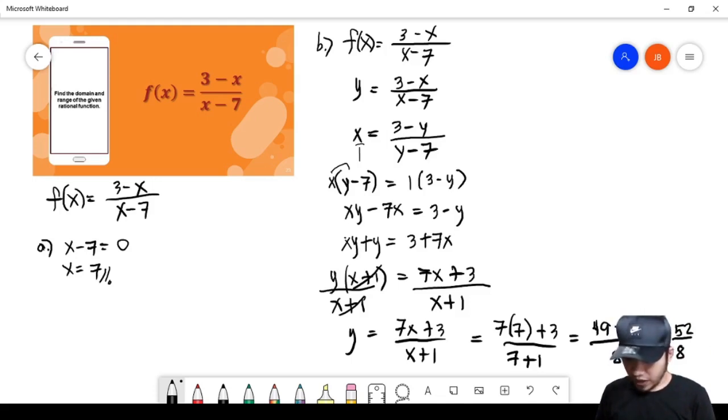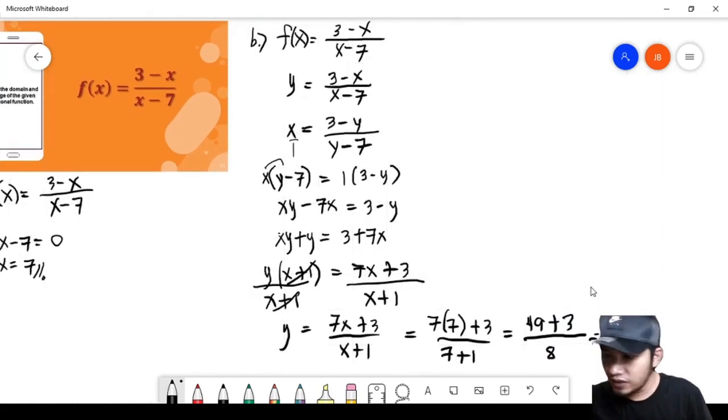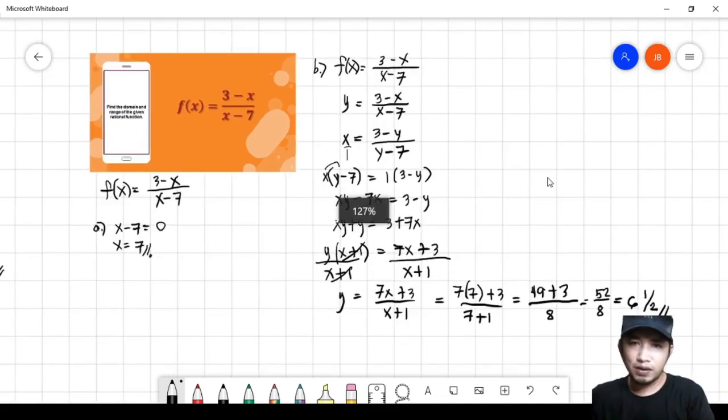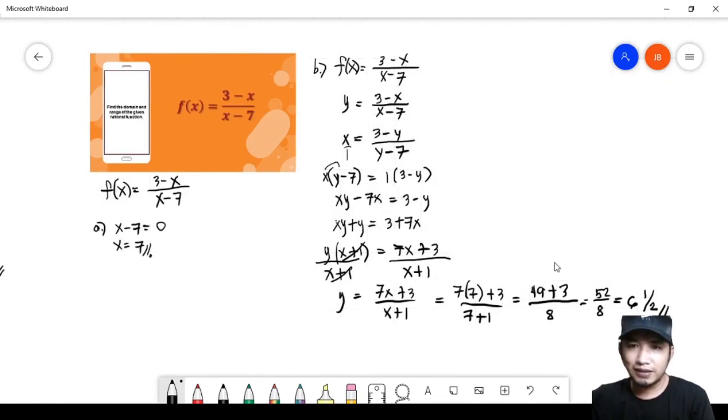52 divided by 8 is ilan? Ilang 8 ang meron sa 52? That is equal to 6 and 1/2. Okay? So that is the final answer. Oh, nahulog yung phone ko. Okay? So that is the final answer for our problem. Ayan. So next, tingnan natin.